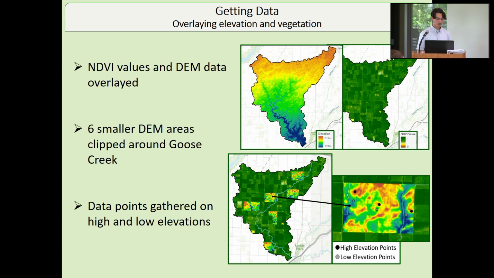So the black points I gathered were the high elevation points collected on the red areas, and then right near it on the lower elevated areas, the blue and green areas, I collected the gray dots, which are the low elevation points. And I did that and collected 39 points total.